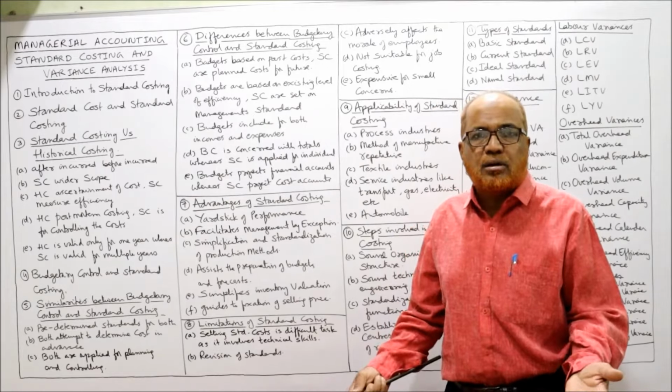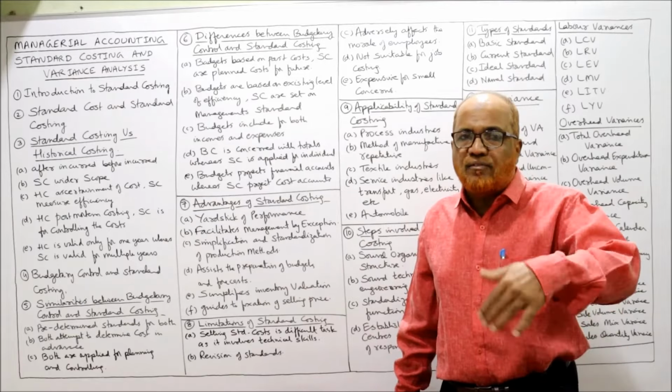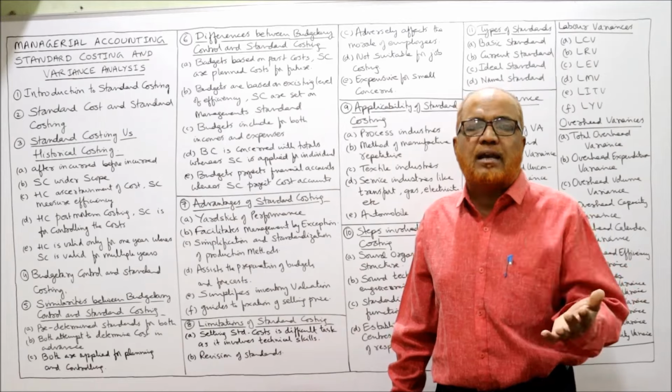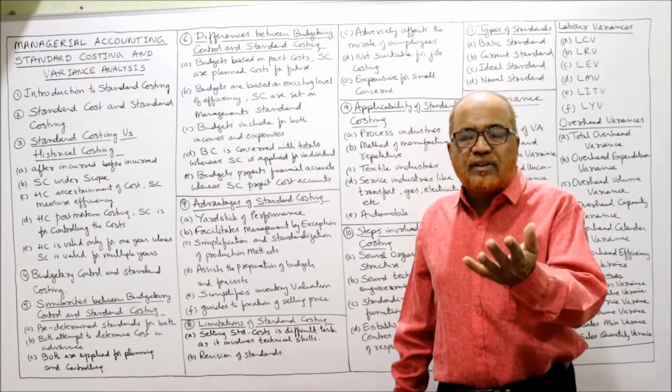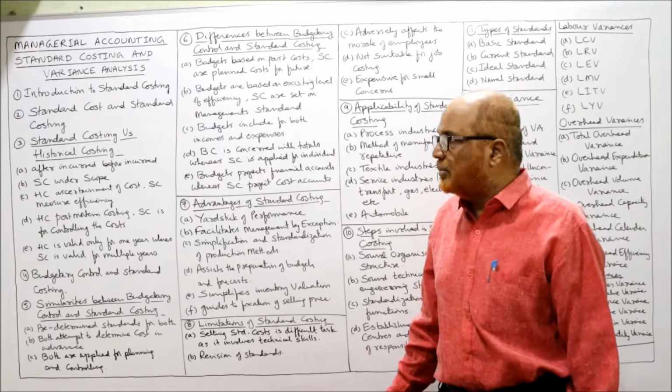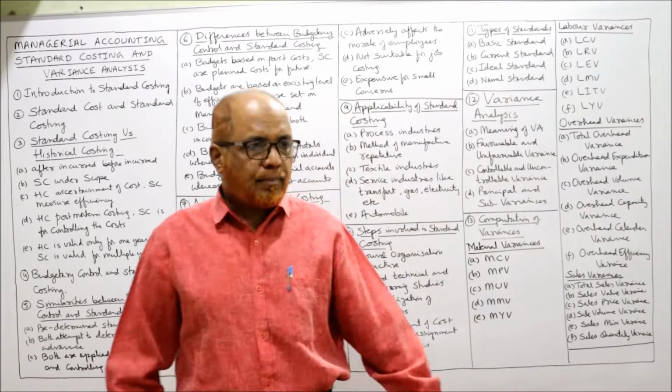That is the limitation, because the future is completely uncertain. The future is completely dynamic, volatile. So if the conditions change, the standards must also be revised. That is the limitation. Next one is adverse.